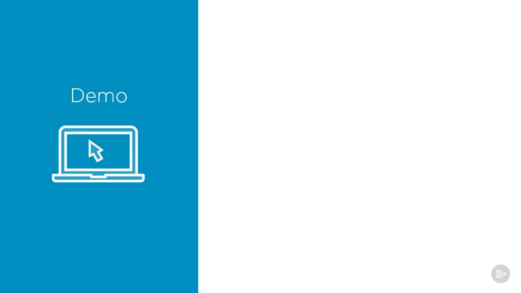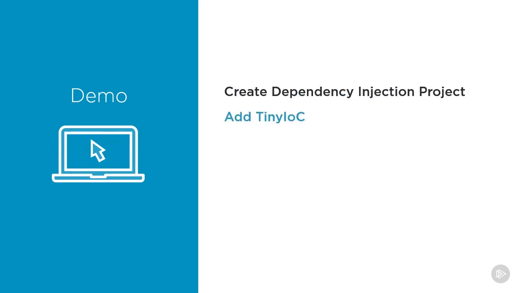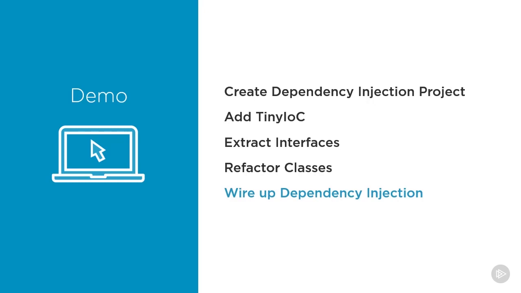We will start this demo by creating a new project where we will wire up the dependency injection. Then we will add TinyIOC as a dependency to our project. After adding TinyIOC, we'll extract the interface from our existing classes and then refactor those classes to use the newly created interfaces. After we are done refactoring, we will wire up the dependency injection for our GlobalMatix application. Let's get started.